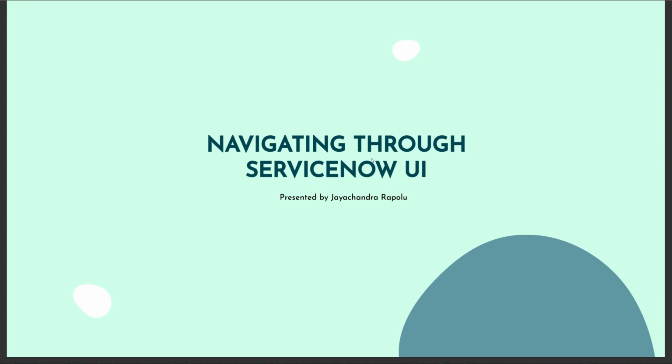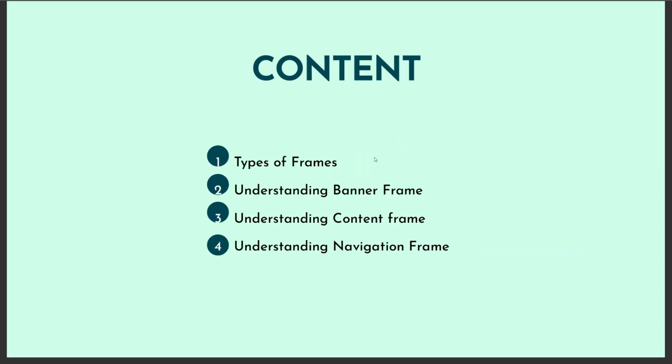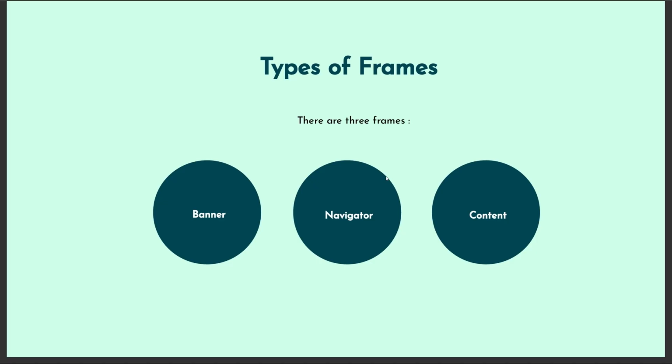In this video, we are going to explore ServiceNow UI. We are going to understand the types of frames in ServiceNow UI, and those are banner frame, content frame, and navigation frame. We'll go through each of these frames in a very detailed manner. Types of frames. There are three: banner, navigator, and content.